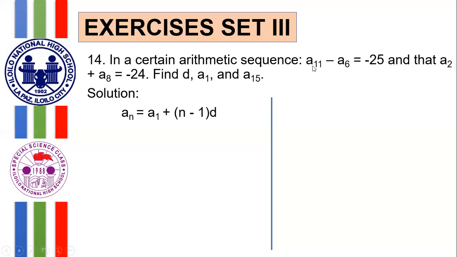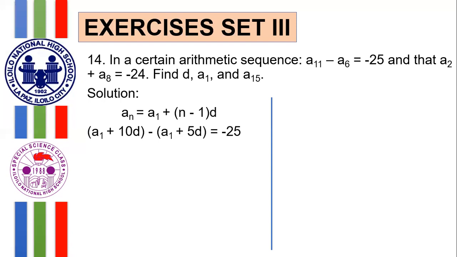For a sub 11, it's actually a sub 1 plus 11 minus 1, or 10, times d. That's why for the 11th term, a sub 1 plus 10d, minus the 6th term, which is a sub 1 plus 5d. Note that we have to place a sub 1 plus 5d in parentheses because you are subtracting the entirety of it. And if you take the difference, the result is negative 25 based on the given.